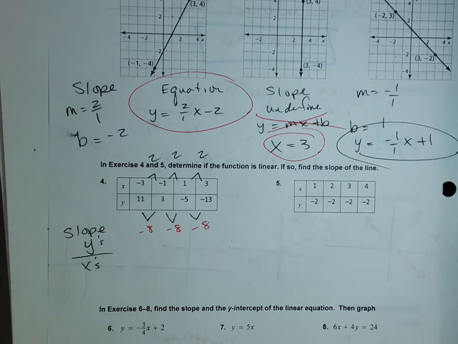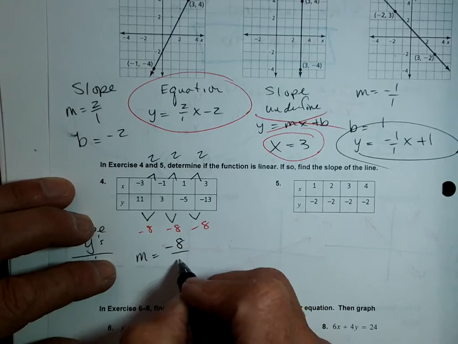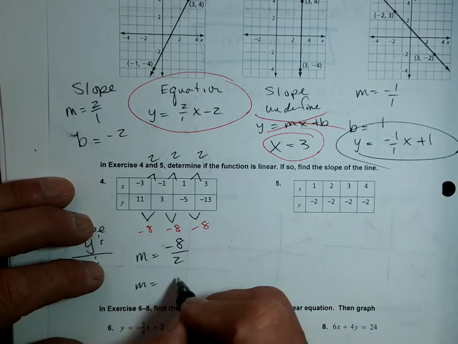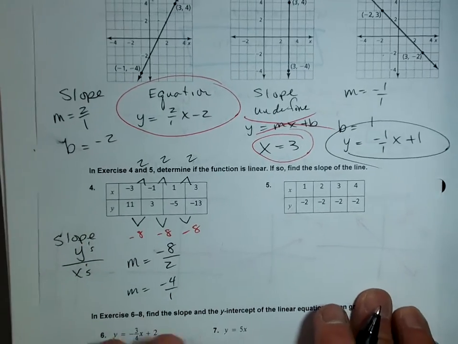Even though we don't have a graph, we're going from 11 to 3, and 3 to negative 5, so we went down by 8. For our slope, the y's over the x's, I'm going down 8 over 2. So m equals down 8 over 2, or if I reduce it, negative 4 over 1.